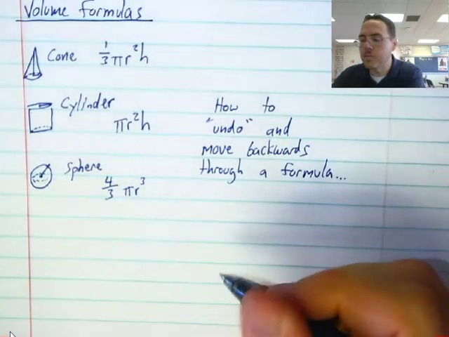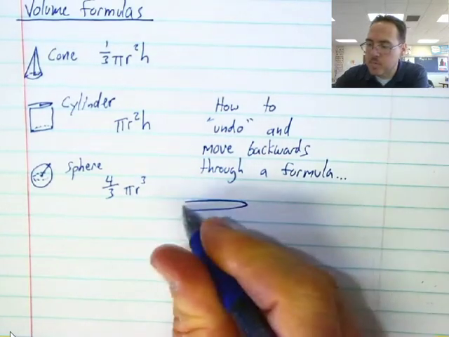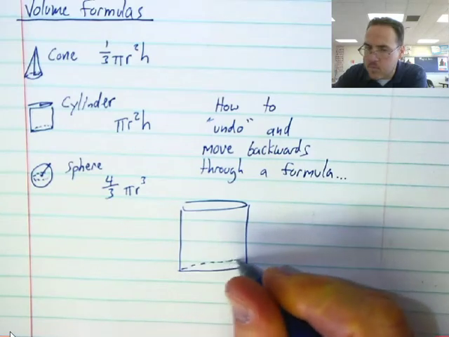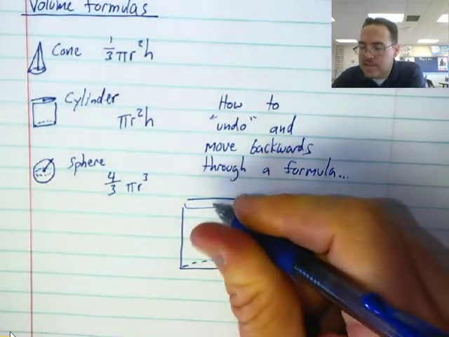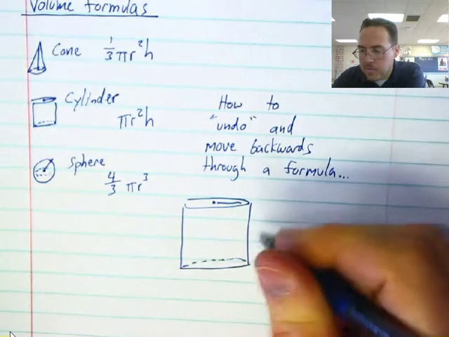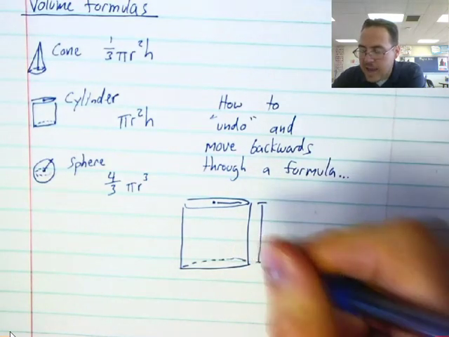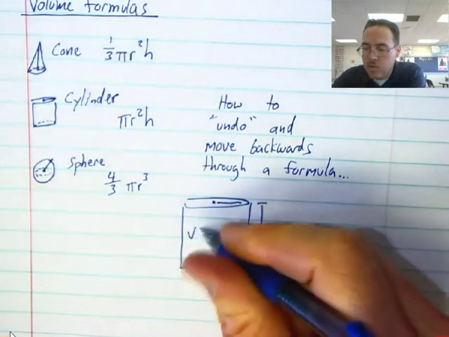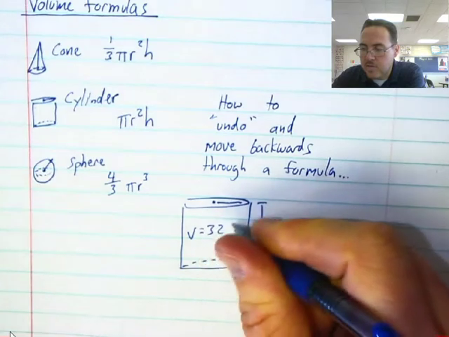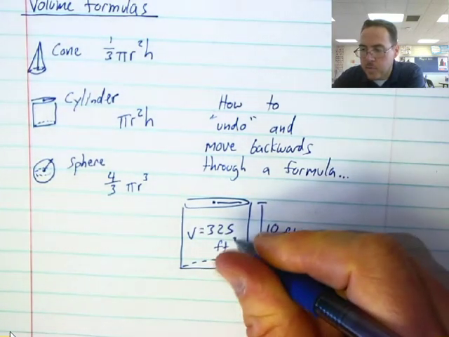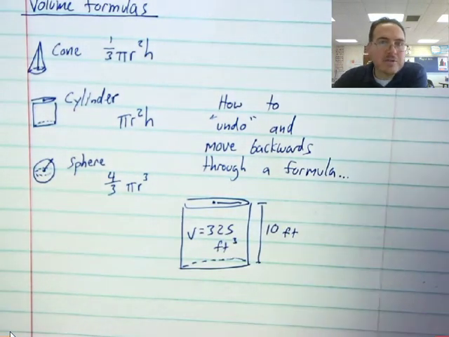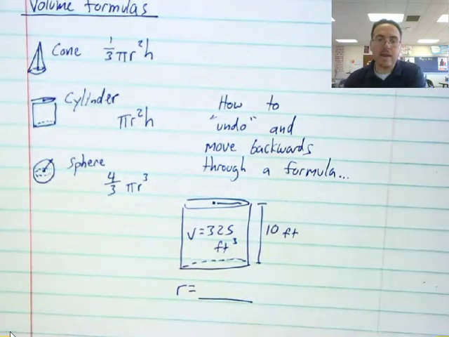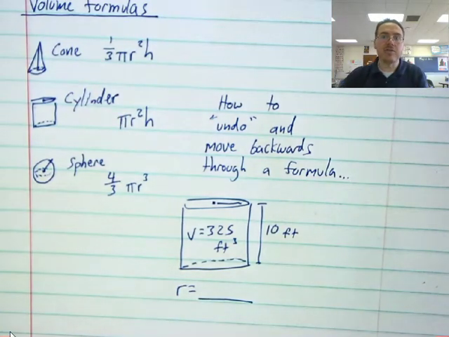Let's say that you were given a cylinder, okay, and they go ahead and tell you a couple things. Like, let's say they give you the height is 10 feet. And they tell you that the volume is 325 feet to the third power. But they don't tell you what the radius is, and they actually want you to find the radius. Now, this is where you're going to have to do some undo math.